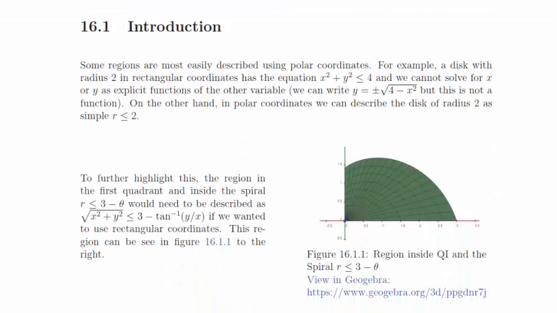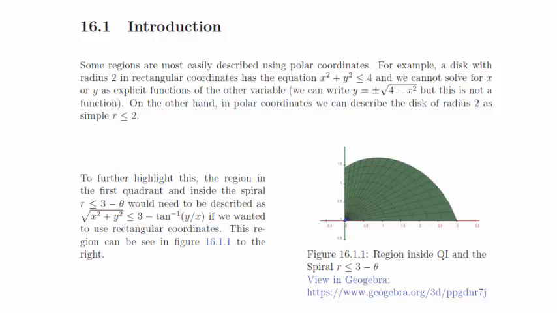Section 16.1, Introduction. Some regions are most easily described using polar coordinates. For example, a disk with radius 2 in rectangular coordinates has the equation x squared plus y squared is less than or equal to 4. We cannot solve for x or y as explicit functions of the other variable. We can write that y equals plus or minus the square root of 4 minus x squared, but this is not a function. On the other hand, in polar coordinates, we can describe the disk of radius 2 as simply r is less than or equal to 2.